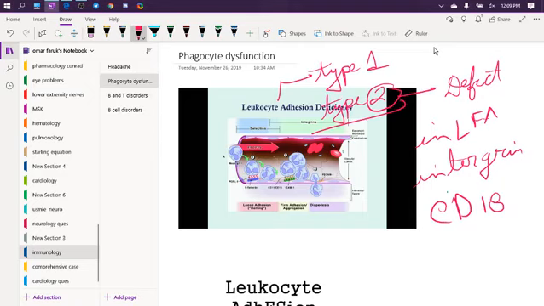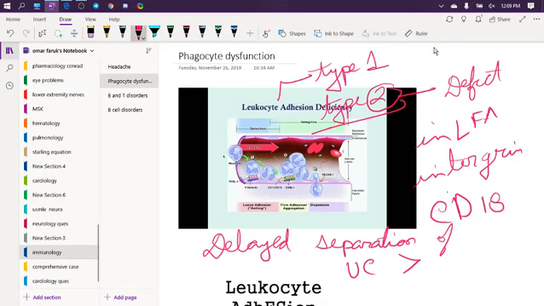And another thing, if a baby has delayed separation of the umbilical cord, more than 30 days, then you should think about this leukocyte adhesion deficiency. In leukocyte adhesion deficiency, there is increased neutrophil in the blood, but not in the infection site. That is the main thing you have to remember.